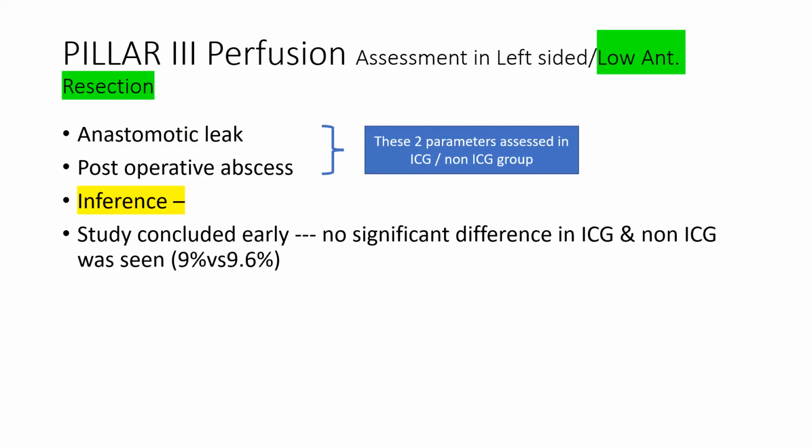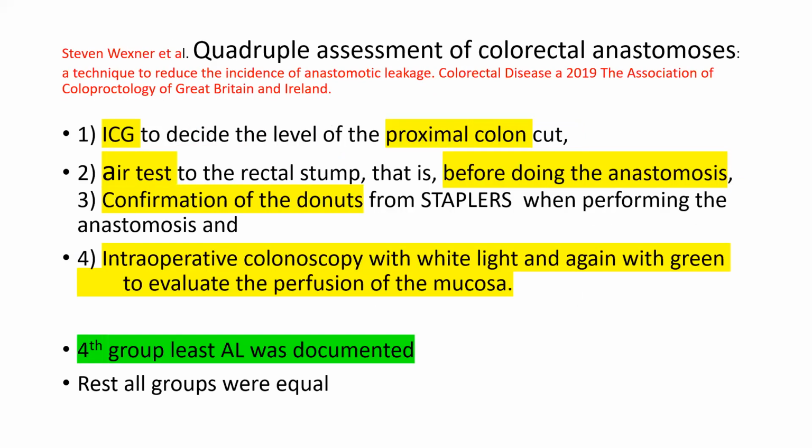There is the PILLAR 3 perfusion study that is not very helpful because the study was concluded early and no significant difference was seen, because this particular PILLAR 3 study was carried out only in very low, ultra low resection, and there not much difference was seen between the ICG and non-ICG groups.